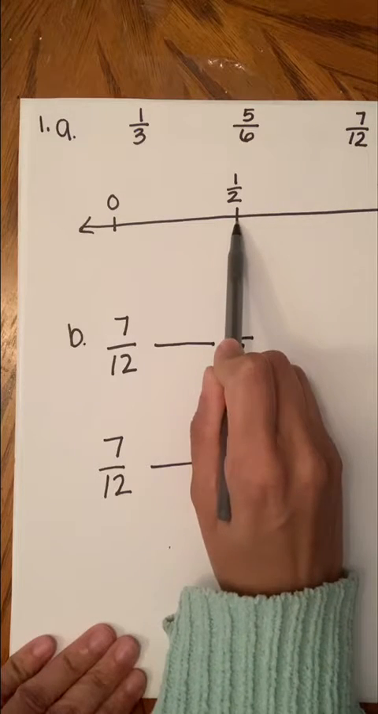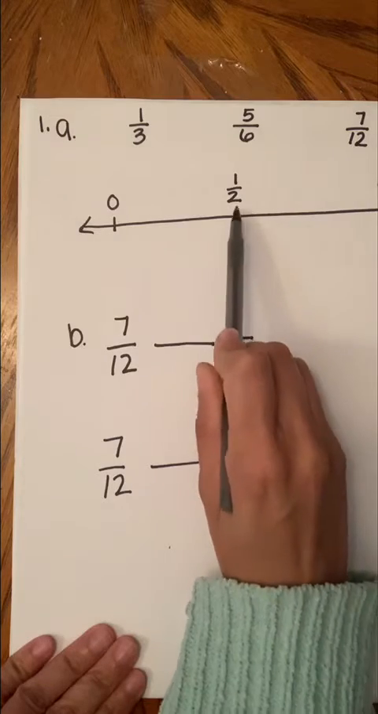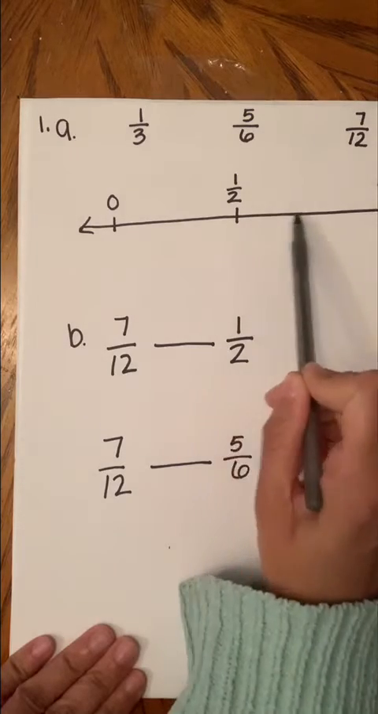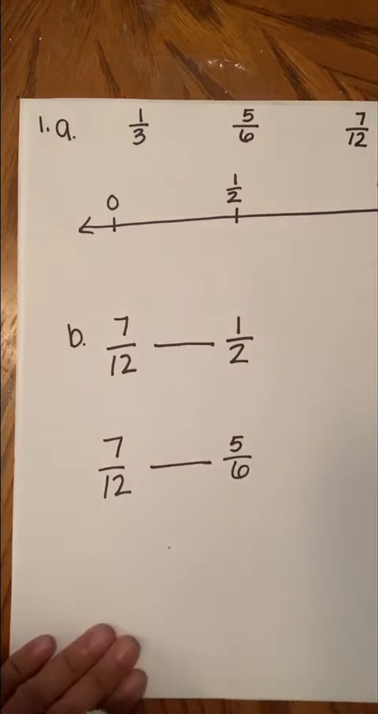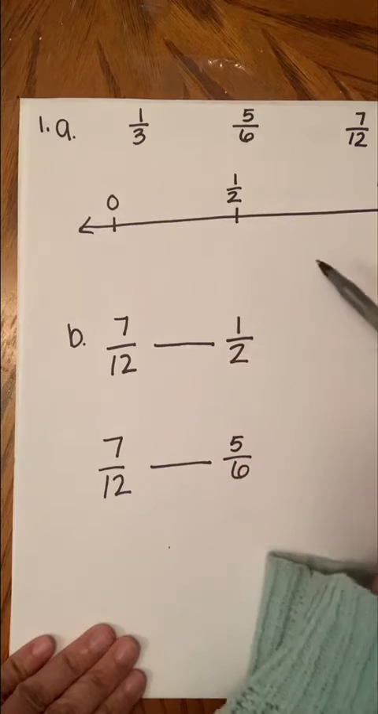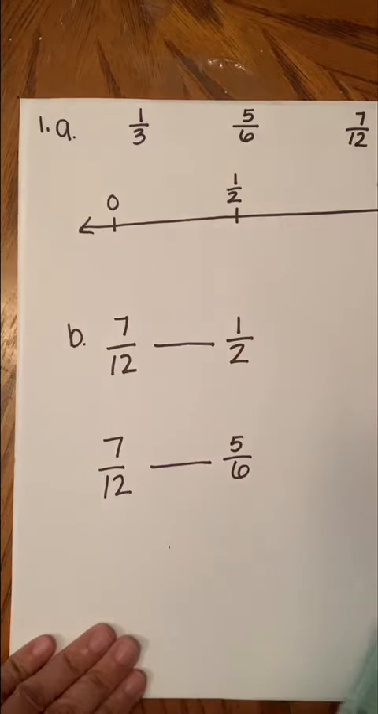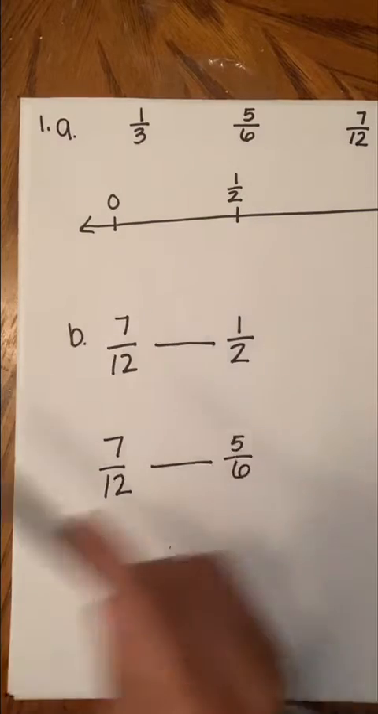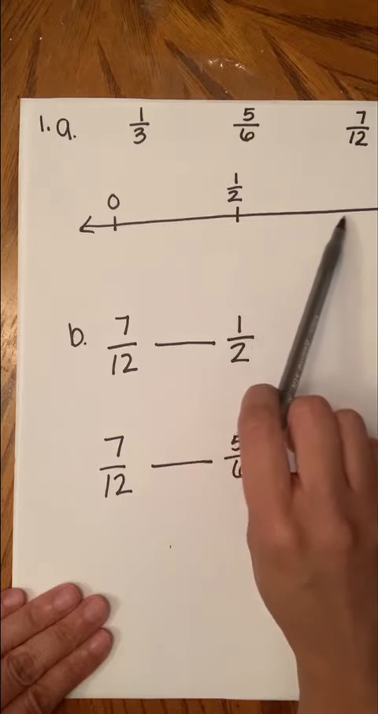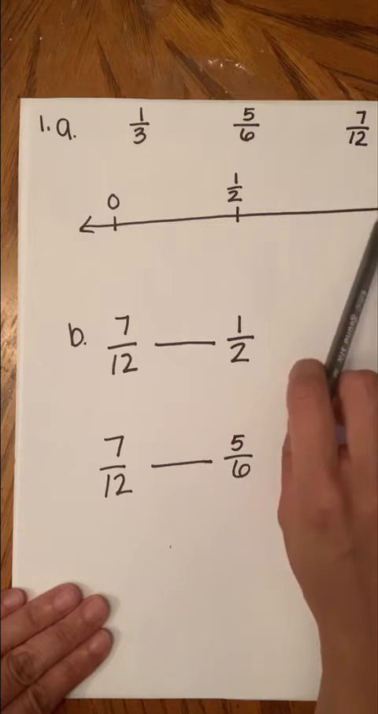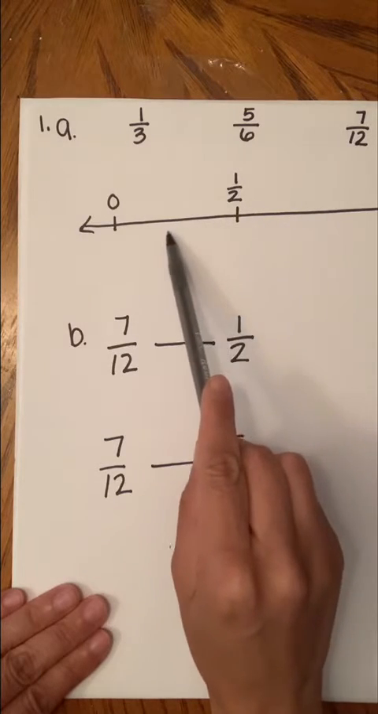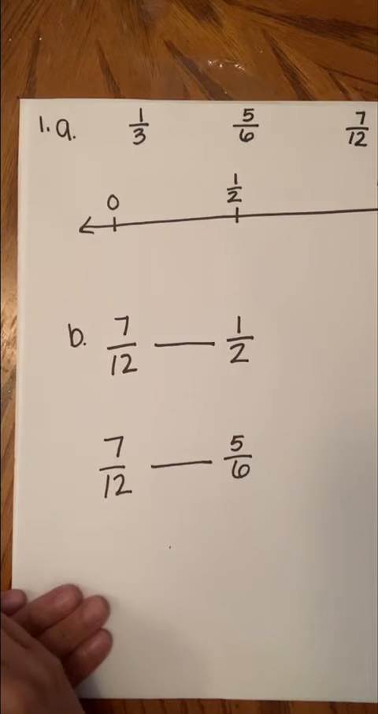Now, I want you to keep this in mind. Anything that's after the 1/2 is going to be greater. Anything that we plot here is going to be greater than half, right? Anything that we plot to the left of the 1/2 will be less, right? Think about it this way: anything after 1/2 will be larger because it will be closer to the whole, and anything before this half will be smaller. It will be closer to the 0.